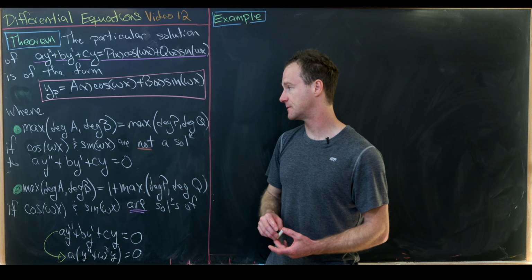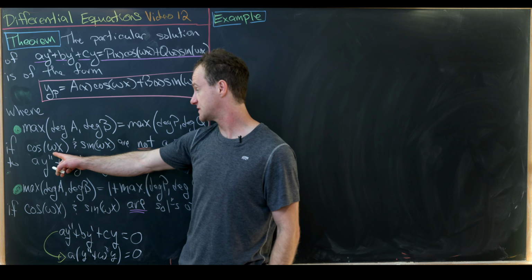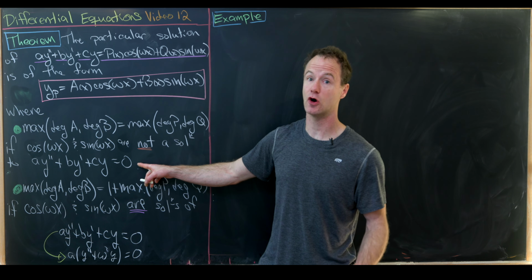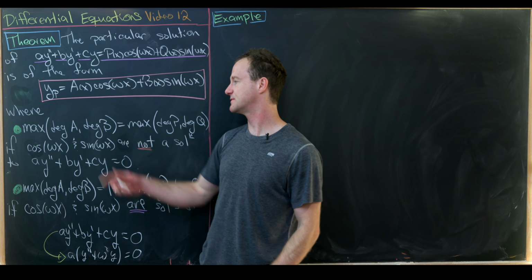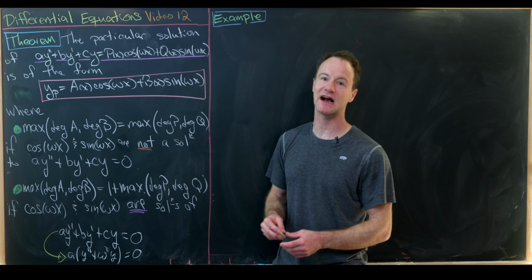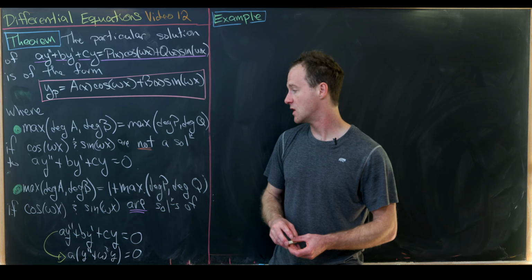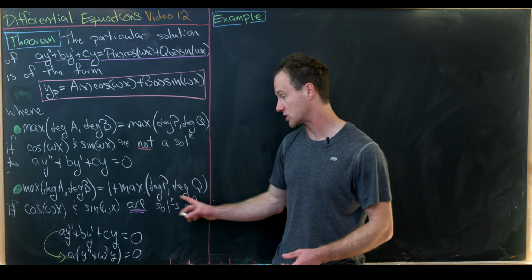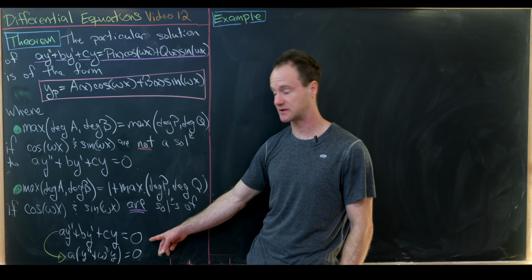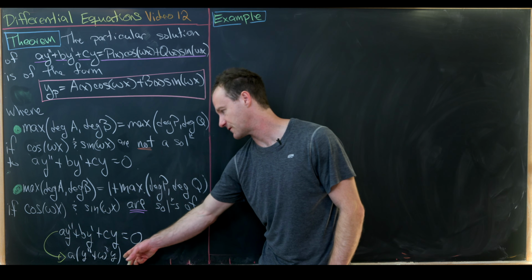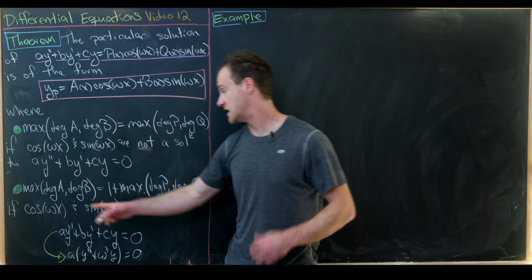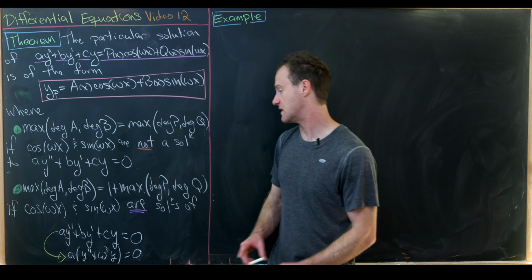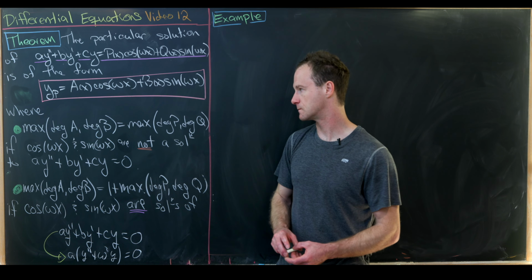polynomials a and b. So if cosine omega x and sine omega x are not solutions to the companion homogeneous differential equation, then the maximum degree of a and b is the same as the maximum degree of p and q. Whereas if the cosine omega x and sine omega x are solutions to the companion homogeneous differential equation, which means it actually simplifies to the following form, then the maximum of the degrees of a and b are one more than the maximum of the degrees of p and q.